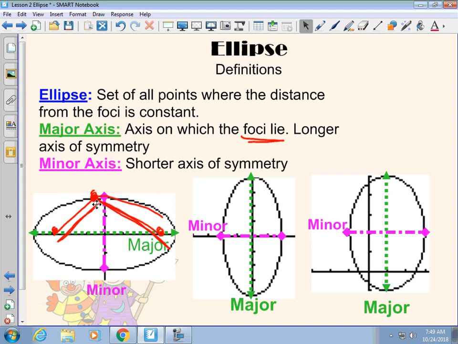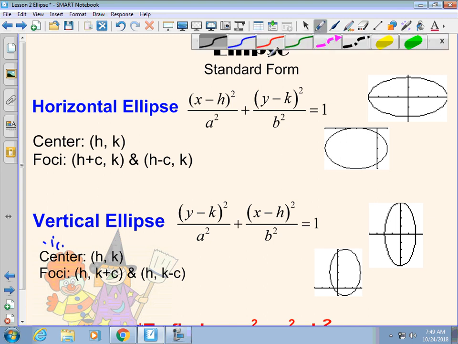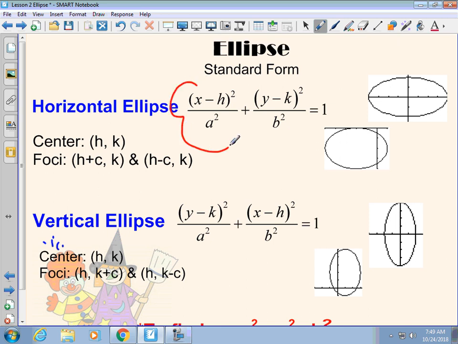And so that's that C piece that we're talking about, okay? And the minor axis will be the shorter axis of symmetry there. The two equations we have to have memorized are the horizontal ellipse and the vertical ellipse. Okay, so they're here.